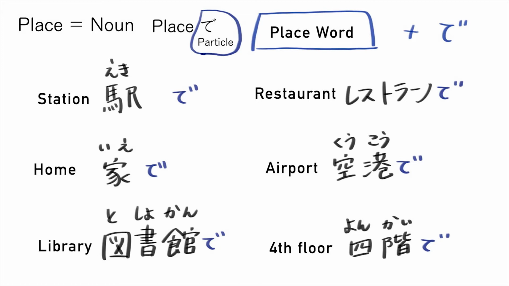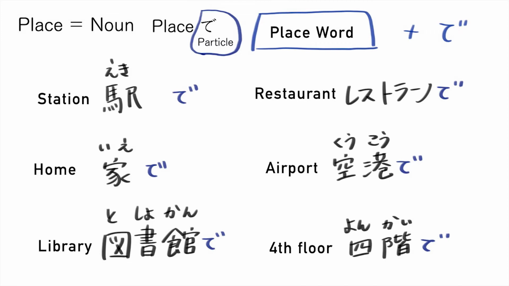Examples of place words in English are station, home, library, restaurant, airport, fourth floor. You can just add the particle de after these place words in Japanese.